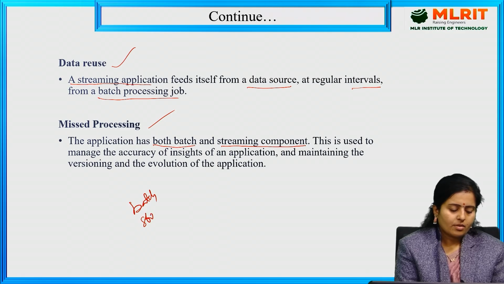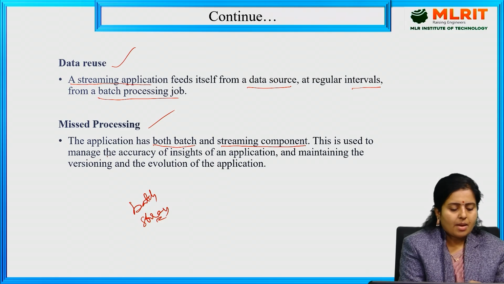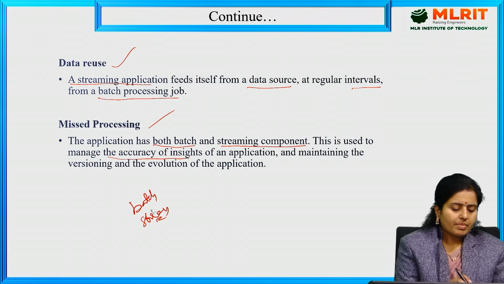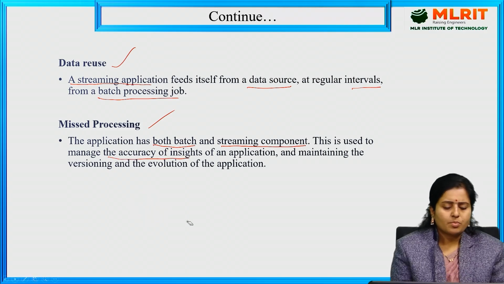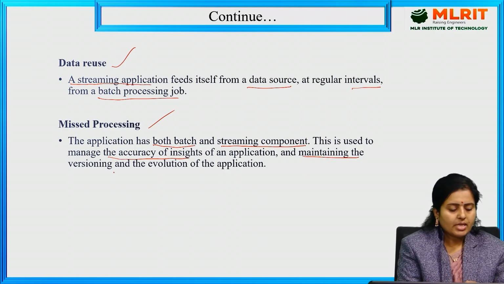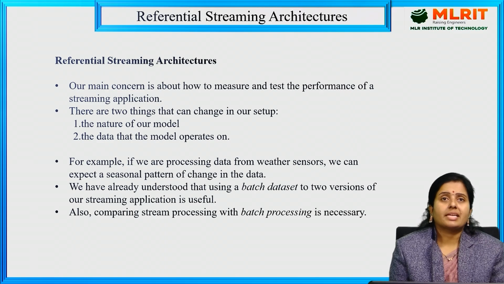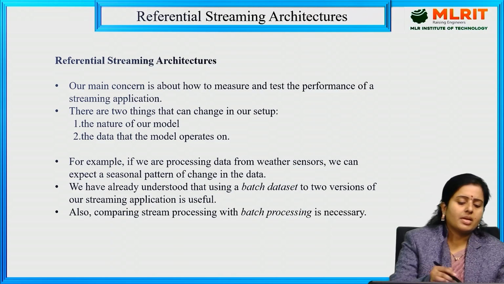So this is used to manage the accuracy of insights of an application. Here, by combining both stream and batch processing, this will increase the accuracy of insights. Next, maintaining the versioning and the evaluation of the application. Here, with the combination of stream and batch processing, we can maintain the version properly and evaluate the applications as well. Now we'll move on to the second topic, that is referential streaming architecture.